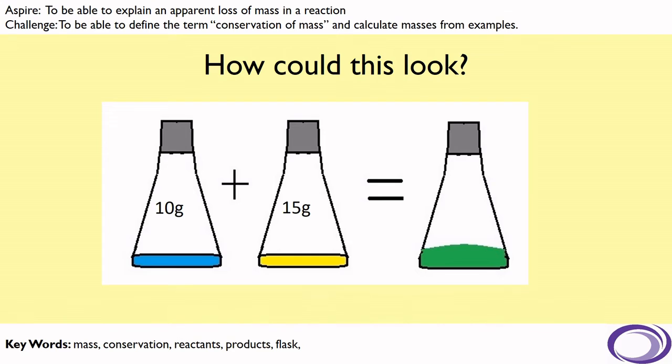So how could this look in context? So if I had 10 grams of my blue reactant and I reacted it with 15 grams of my yellow reactant, I would be able to form 25 grams of my green product. That means by doing that, I've just added my two masses of my reactants together to form the product.